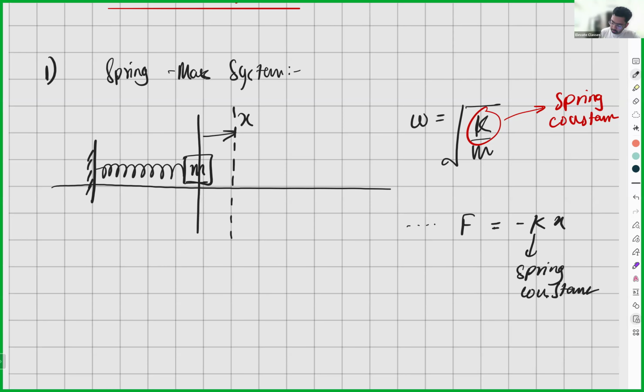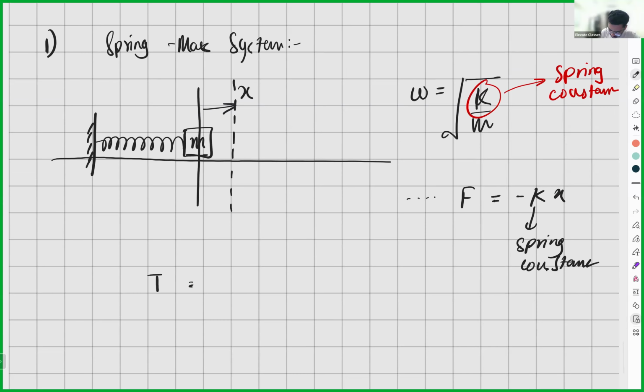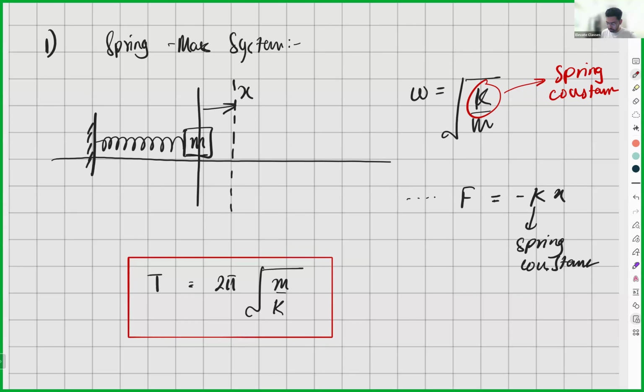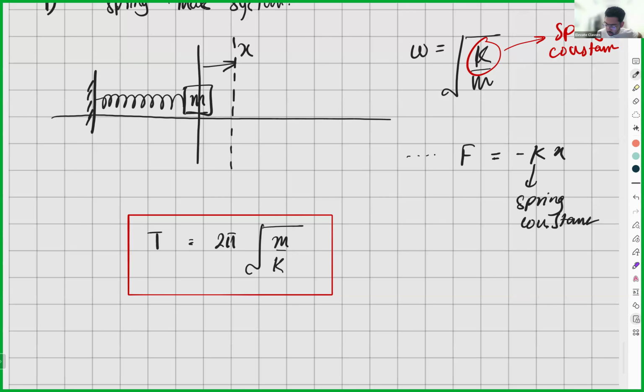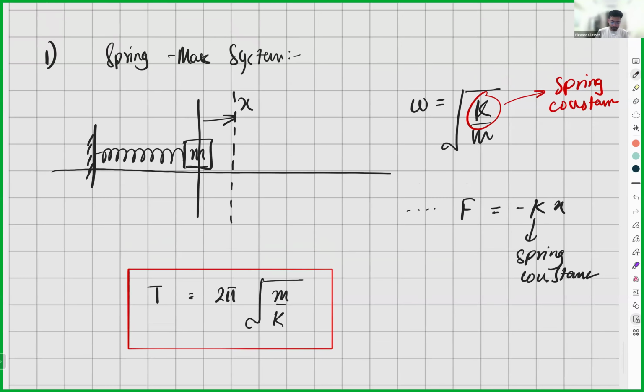So this way you calculate the T also, which is 2π√(m/k). This is the time period of simple harmonic motion in the spring mass system. Okay. Now, this was case 1 for a massless spring. Remember, this formula will be valid only for a massless spring. For a massive spring, meaning the spring also has mass, the formula will be different.